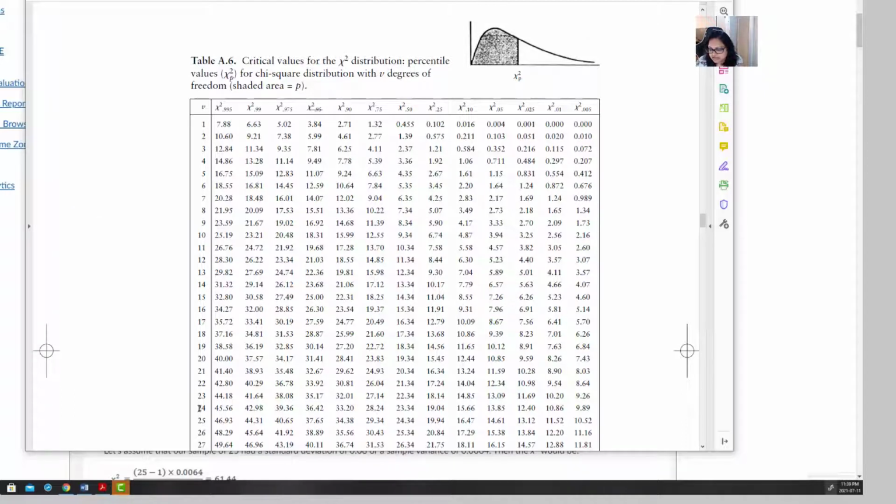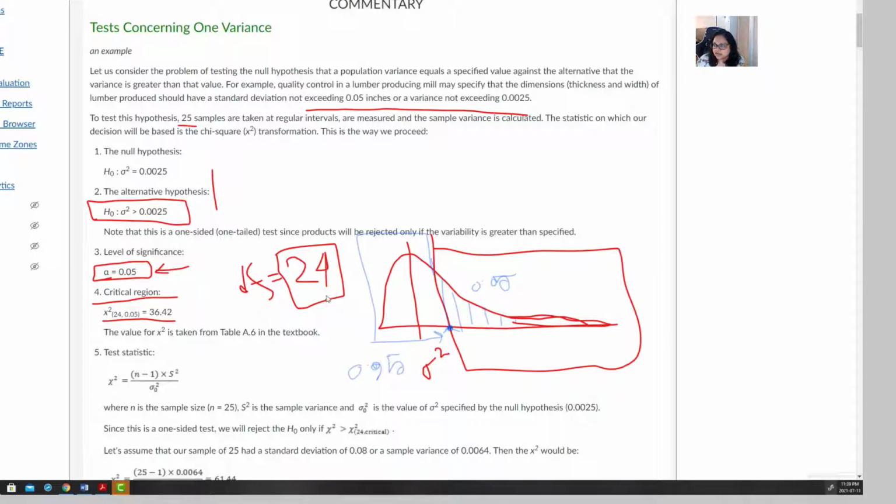And then for 24 degrees of freedom, you need to look for 0.95. For degrees of freedom 24, the value is 36.42. Okay, so if I go back, I can see that 36.42 is already mentioned here, and now you need to compare with the test statistic value.